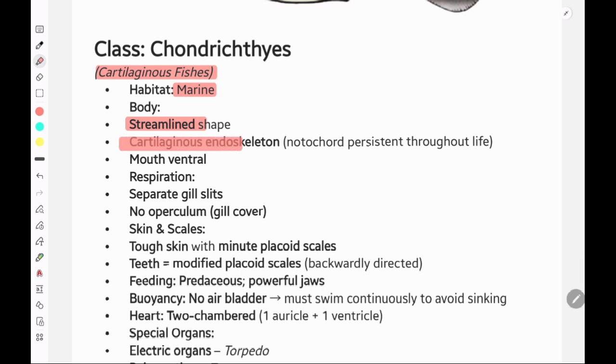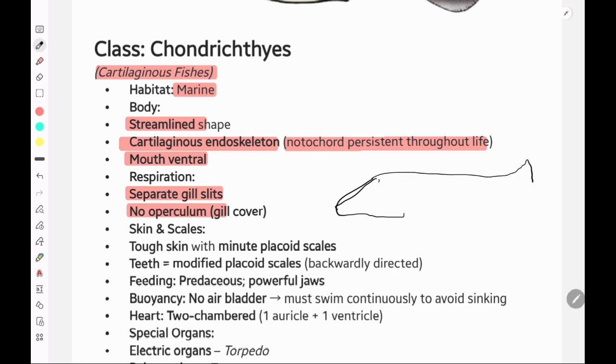They have a cartilaginous endoskeleton. Notochord persists throughout life, right? And the mouth is on the ventral side. For respiration, they have gill slits. There is no operculum. You have seen fishes, right? There are two covers in fish. You have some gill slits which are covered with a fin-like structure. This structure is called the operculum. The cartilaginous fishes do not have this operculum or gill cover.